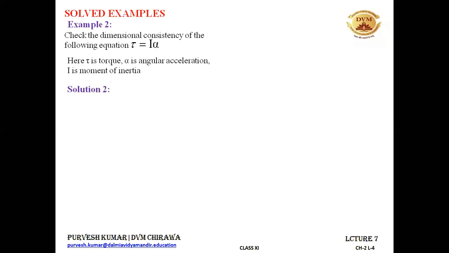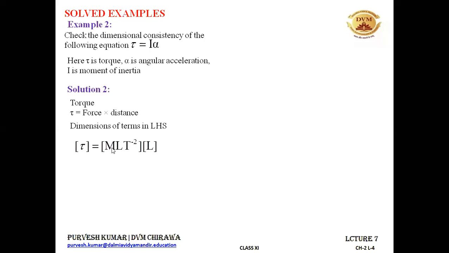Now we need to do the solution. Torque, we write, torque equal to force into distance. We know this. We have done the dimensional formula of this. So let's find the dimensions of the terms in the LHS, that is the dimensions of torque, tau. The dimension of tau is force multiplied by distance. The dimension of force is MLT minus 2, and for distance we write L. So it becomes ML2 T minus 2. This is the dimension of the term involved on the left hand side.